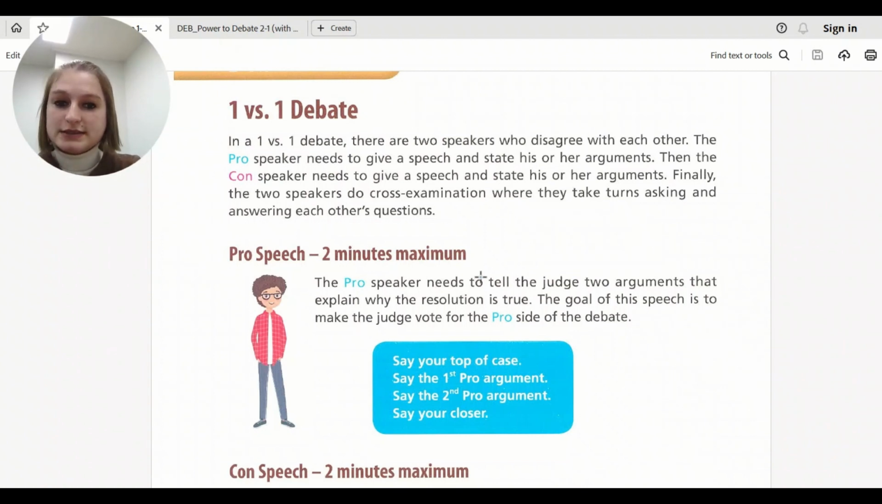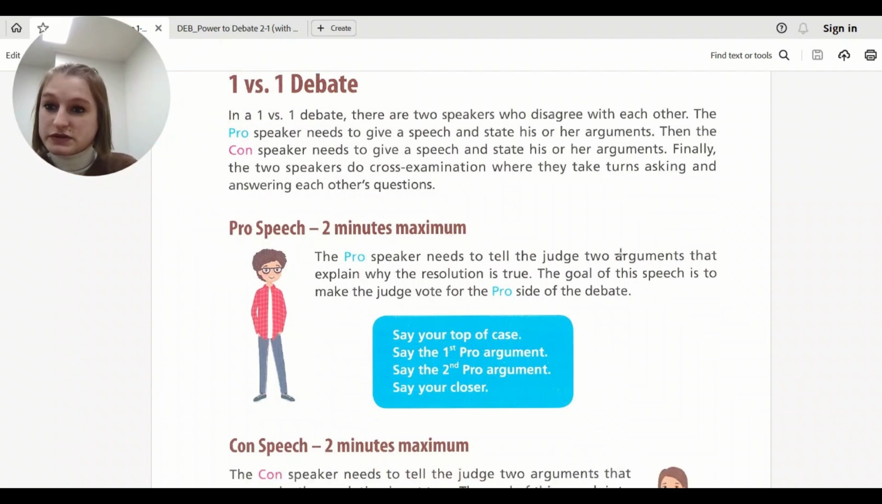So, in Honors 1 debate class, it is one versus one debate. So, there are two speakers who disagree with each other. There's a pro side that needs to give a speech and state his or her arguments, and then a con speaker who needs to give a speech and give his or her argument. Then they will do cross examination questions where they ask each other and answer each other's questions.